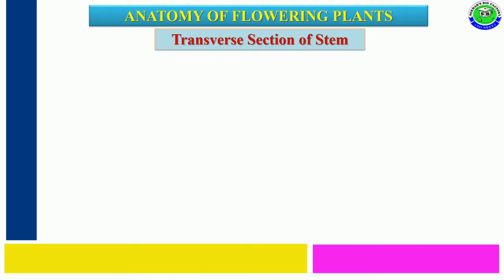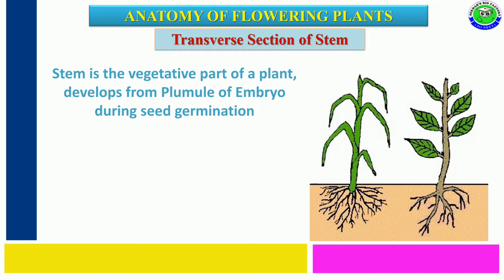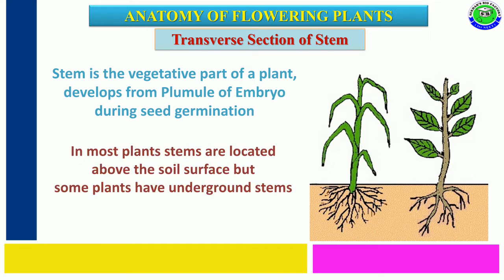In this video, I am going to explain one of the topics in anatomy of flowering plants. It is the transverse section of stem. In the plant body, the stem is a vegetative part that develops from the plumule of the embryo during seed germination. In the majority of plants, the total stem is present above the soil and is called aerial stem, but in a few plants the total stem is present inside the soil and is called underground stem.